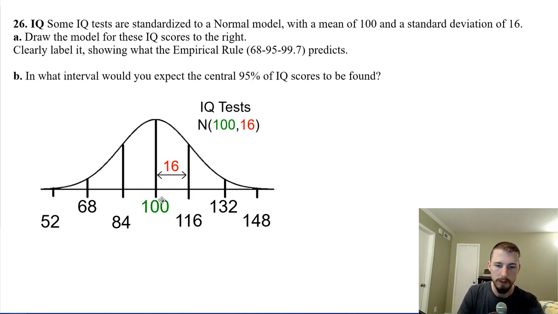We're adding 16 each time, subtracting 16 from the other direction, and the middle 2 standard deviations would be anywhere from 68 to 132. So that would be the answer to the first one. And to label the empirical rule, you can just draw the lines extending up, and 68%, 95%, just like you saw on the one above it. Alright, part B. In what interval would you expect the central 95%? We just did that. Okay, moving on.